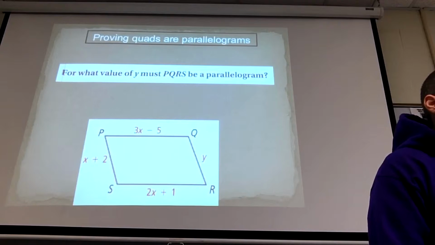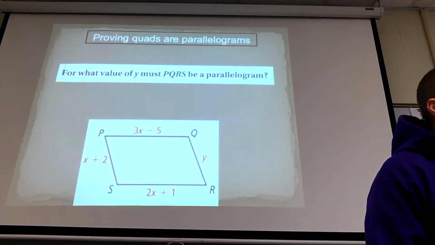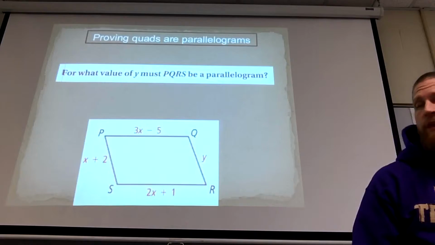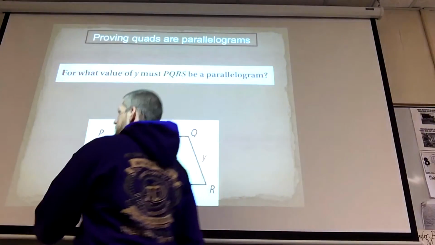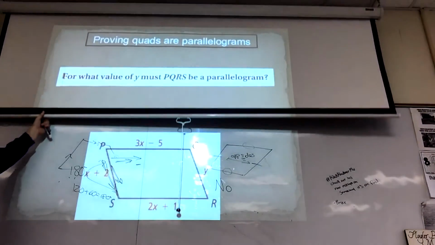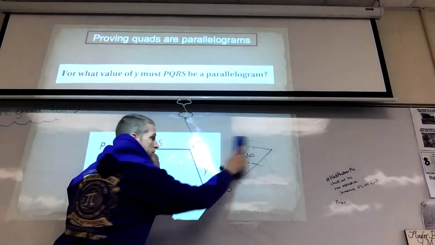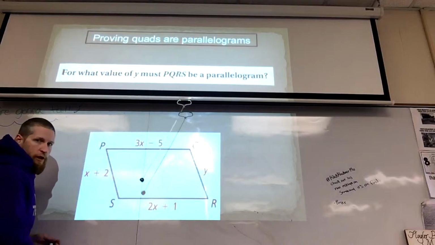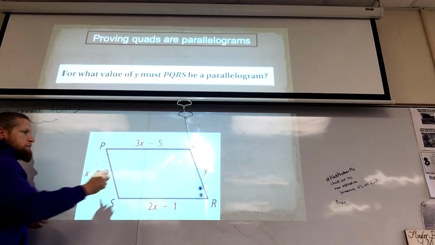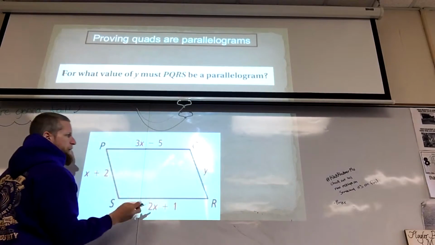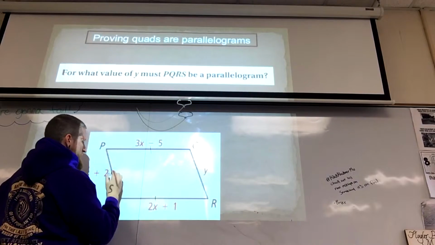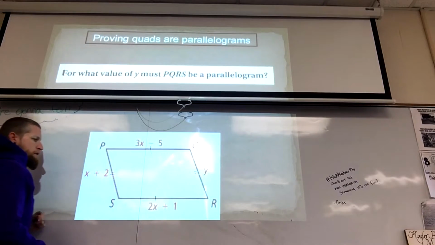You basically do this problem as if I said the shape is a parallelogram. It's the same as what you would have done yesterday. Because in this problem, the things that I give you are opposite sides, correct? And for this thing to be a parallelogram, I want the opposite sides to be congruent to each other.